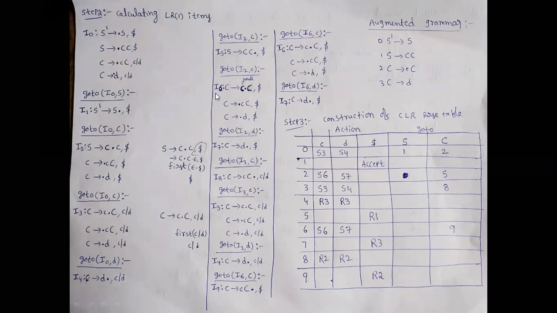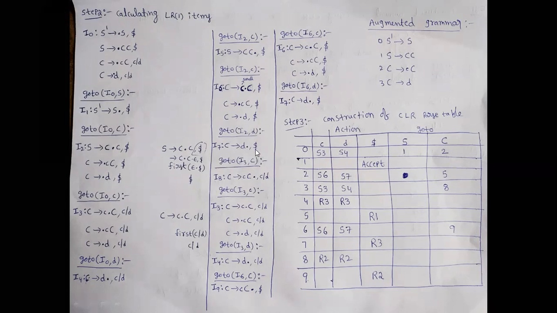Is there any doubt? No. Okay, then we are applying go to of I2 comma D. So we are applying go to of this one. So this dot is moving one position to the right. The production becomes C is production with D dot, and dollar is the look ahead.